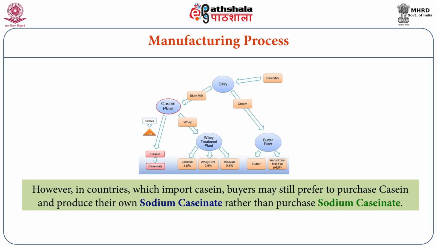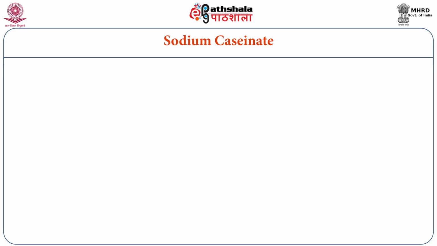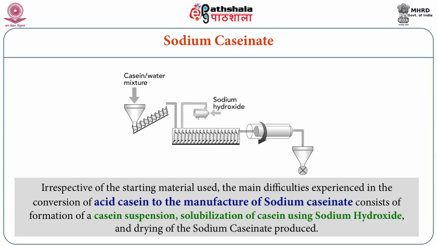Casein should have low calcium content, that is less than 0.15% on dry matter basis, in order to produce a caseinate solution with a low viscosity, and a low lactose content, that is less than 0.2% on dry matter basis, to produce sodium caseinate with the best color, flavor and nutritional value. Now let us discuss manufacturing aspect related to sodium caseinate.